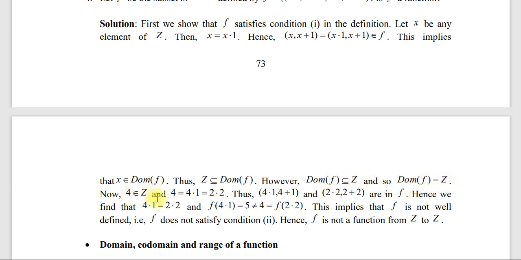Now 4 is an element of Z, and 4 equals 4 times 1 which is equal to 2 times 2. Thus (4 times 1, 4 plus 1), that is (4, 5), and (2 times 2, 2 plus 2) are in f. Hence, we find that 4 times 1 equals 2 times 2, and f of 4 times 1 equals 5, and f of 2 times 2 equals 4, but 5 and 4 are different.